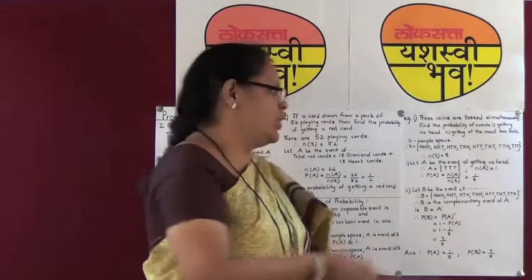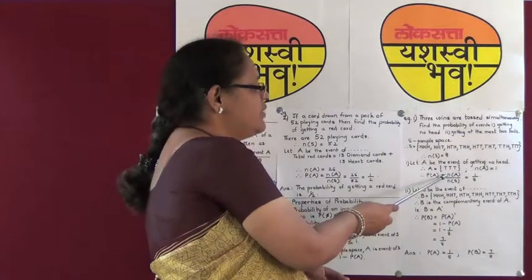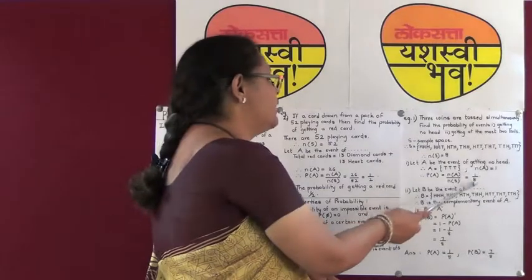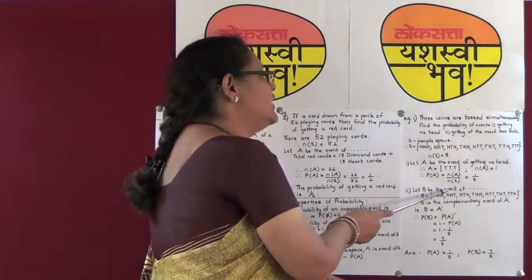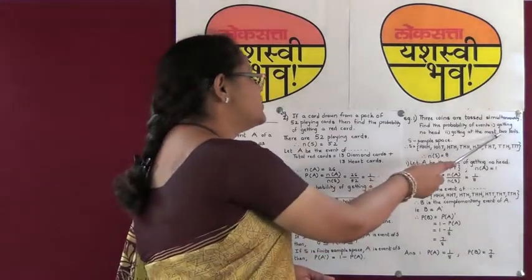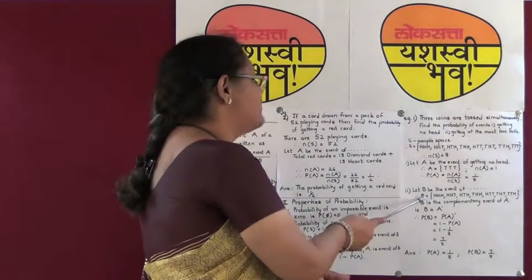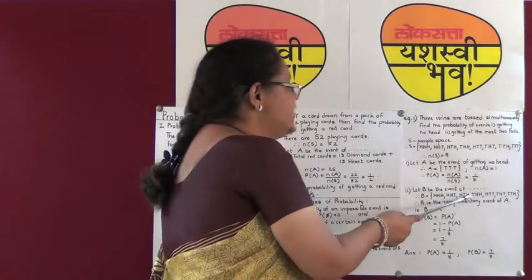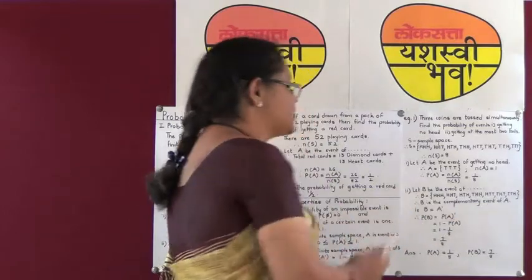Once we get the number of sample points, write it in the formula of probability. Probability of event A is equal to the number of sample points in event A upon the number of sample points in S, that is equal to 1 upon 8. Let us take the second event, that is, let B be the event of getting at most 2 tails. Getting at most 2 tails means there should be 2 tails maximum. So our sample points would be B is equal to {HHH, HHT, HTH, THH, HTT, THT, TTH}.